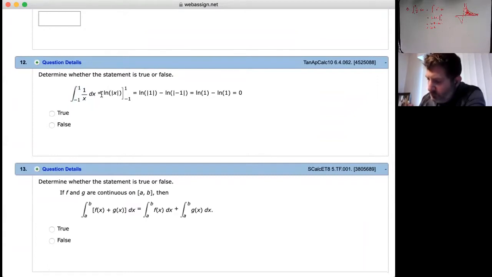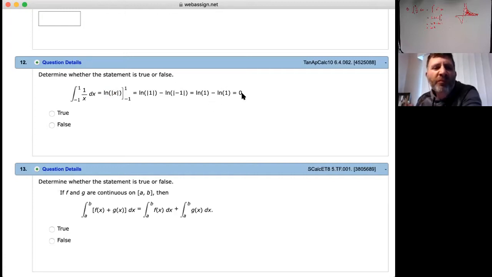If we take a look at what they did here, it looks like they applied the Fundamental Theorem of Calculus. So they took the antiderivative of 1 over x, which is natural log of the absolute value of x. And here's their evaluation bar, so plug in 1 and plug in negative 1. Those are the endpoints. And so that would equal natural log of 1 minus natural log of the absolute value of negative 1. So that would be ln 1 minus ln 1, which is 0.